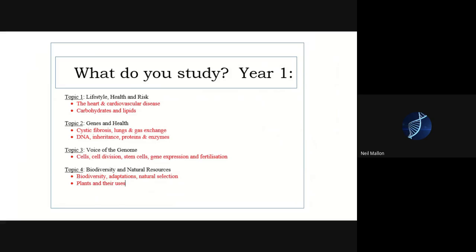Once those 2 topics have been completed, we move on to topic 3 and topic 4. So we have topic 3, which is voice of the genome. This covers cells, cell division, stem cells, gene expression and fertilization. Then we have topic 4, which is biodiversity and natural resources. So that covers biodiversity, adaptations, natural selection, plants and their uses.